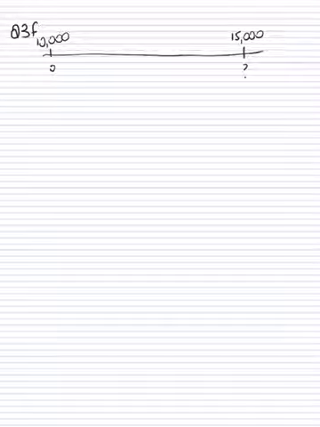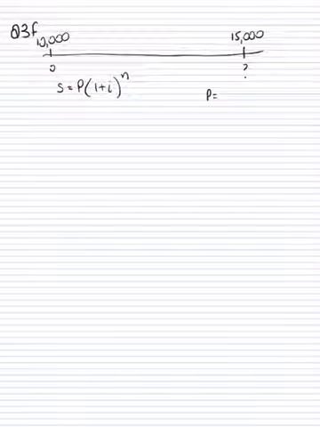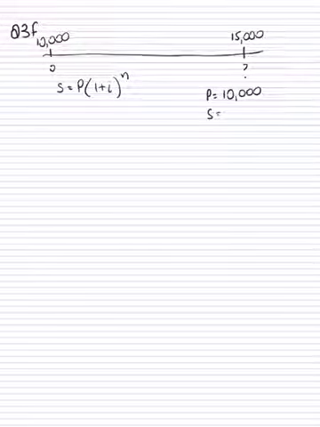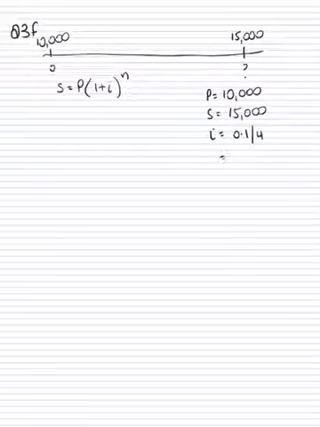So because it's compound interest, I know that I can use the formula S equals P(1 + i)^n. P is the principal amount of 10,000, the accumulated value is 15,000, and the interest rate i is 10% per annum, but it's compounded quarterly, so I need to divide it by 4, and that gives me 2.5% per quarter.